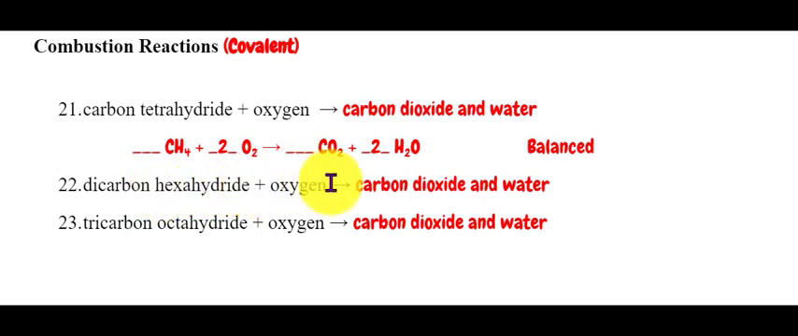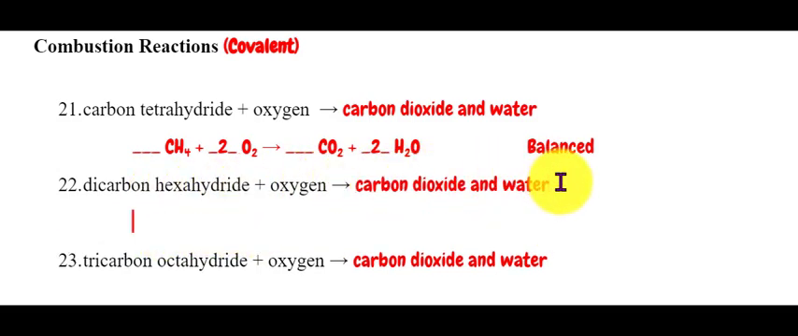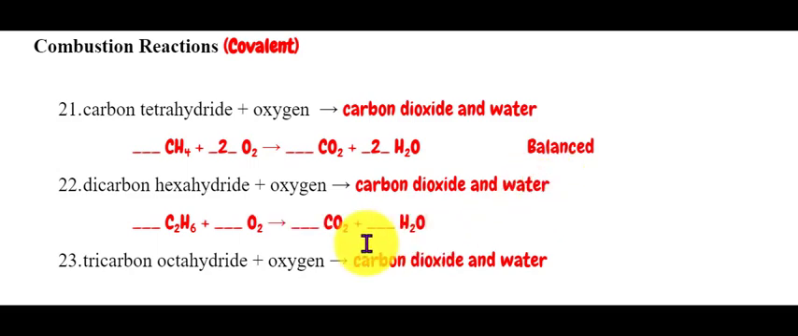Dicarbon hexahydride plus oxygen makes carbon dioxide and water. So, all right. Dicarbon, so that's C2. Hexahydride, so that's hydrogen, but 6 of them. React to form. And all the rest of the equation is going to be the same.